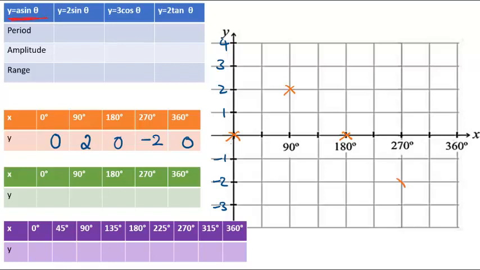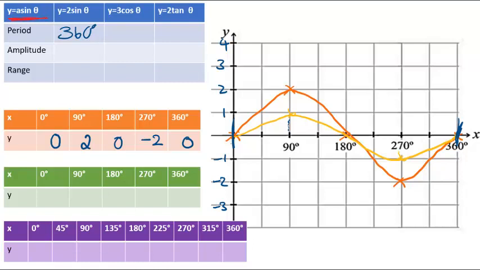180 is 0, 270 is negative 2, and there. So this here ends up being the graph for y equals 2 sine theta. I'm going to go ahead and sketch in y equals sine theta just so that you could see what happens. So if we answer the question in terms of period, amplitude, and range, period is from here to here. Period does not change. It's 360 degrees from start to start.